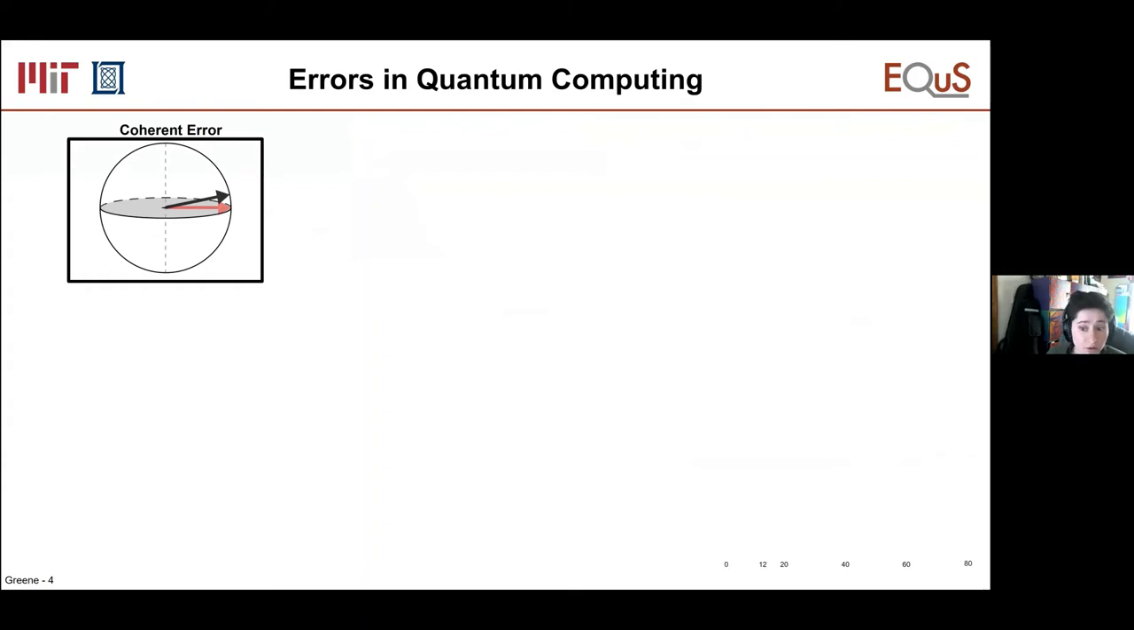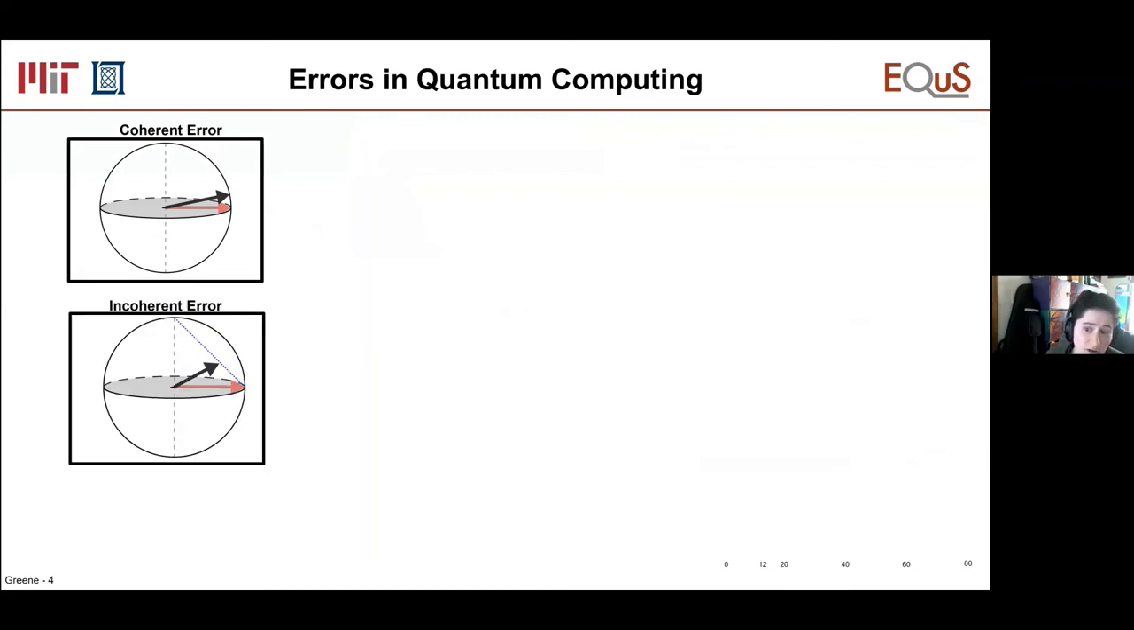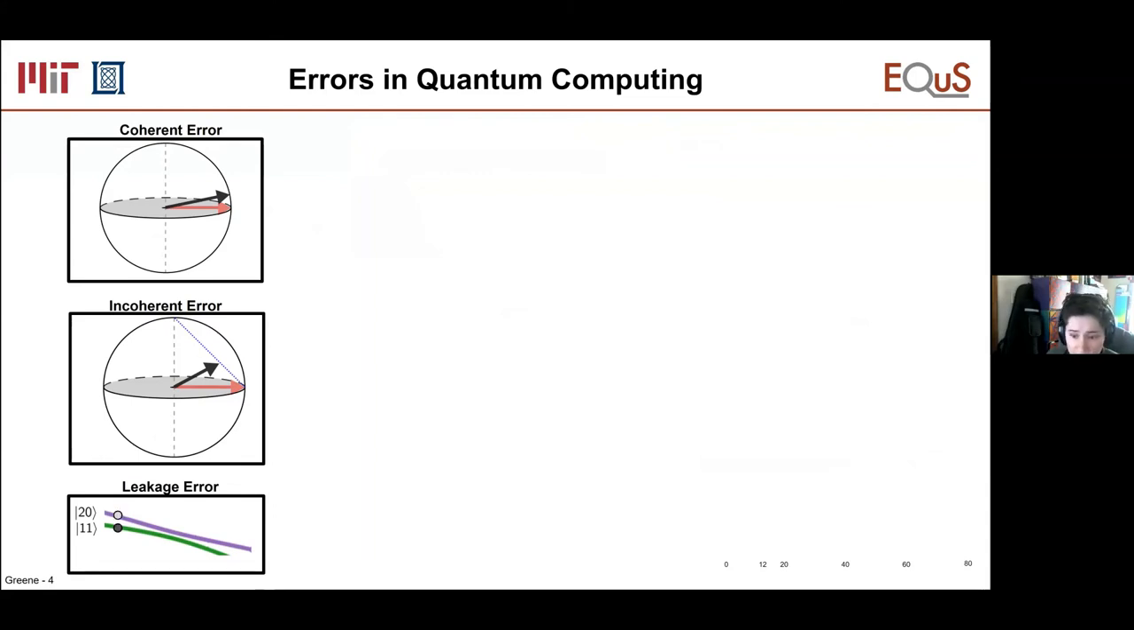Coherent errors, where the qubit is over or under rotated but has undiminished purity. Incoherent errors, where noise happens stochastically and the vector representing the qubit state sinks through the Bloch sphere. And leakage errors, where you start with your population inside the computational basis and then some leaks outside. And I'm going to try to convince you that of these, for NISQ computing, coherent errors are the worst.